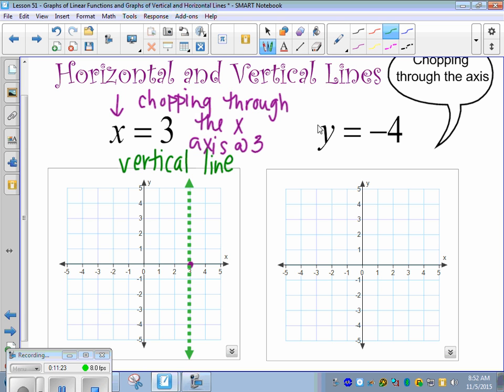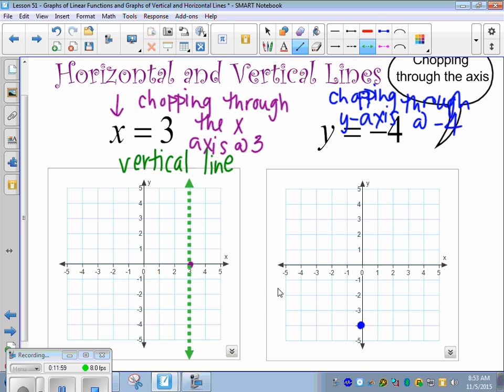So now I have y equals -4. So what's happening with this line if I used words just like this? Monica? Yeah, it's chopping through the y-axis at -4. Through the y-axis at -4. So let's see, my y-axis is this way, -4 is down here, and it's going left and right forever in both directions. So this time, I'm going this way.